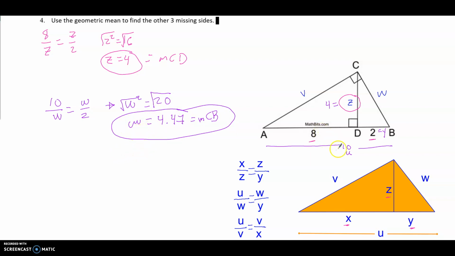All right, so here we have 4.47. And the last side to find is going to be V. Now, you can use the ratio that I have down here. But since you already have 10, you already have AB, and you already have CB, and because ABC is a right triangle, you could just simply use the Pythagorean theorem, which is what I'm going to do.